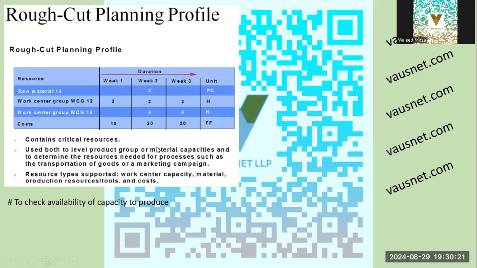Rough cut planning means it contains critical resources. It is used both to level product group or material capacities and to determine resources needed for processes such as transportation of goods or marketing campaigns. Resource types reported are work center capacity, material production, tools, and cost. Okay. So resources that will be required are raw material, work center group, 12 and 19, and the cost will then be calculated. That is rough cut. You actually determine every part of the plan and will cover everything. That is rough cut.